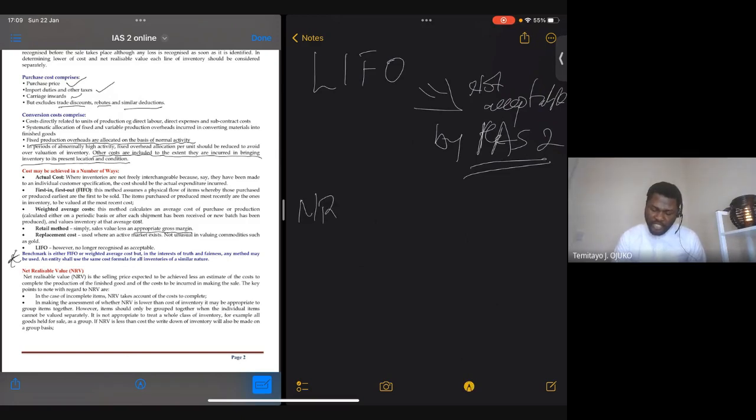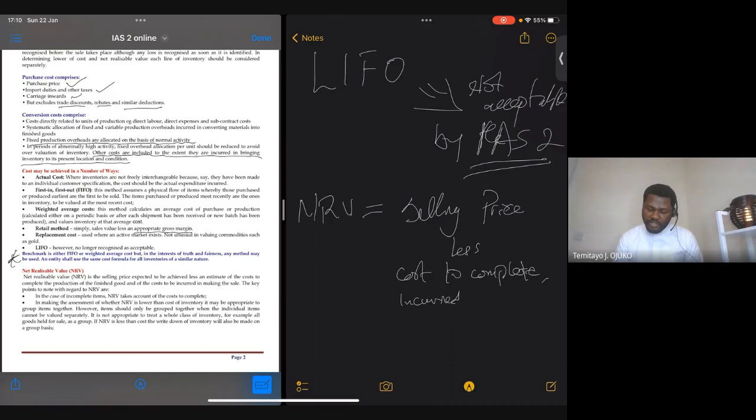So now, let me just have this noted down. Net realizable value is equal to your selling price. Some people will say fair value. Less what? Less the estimate of cost to complete the production of the goods, right? And the cost incurred to sell them.